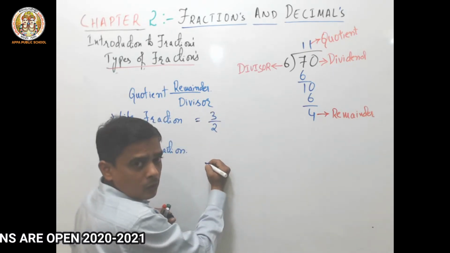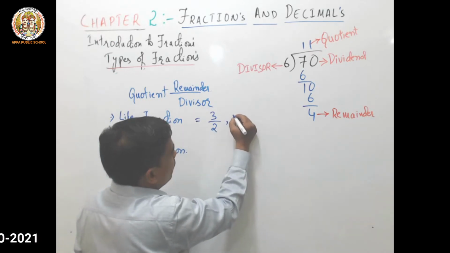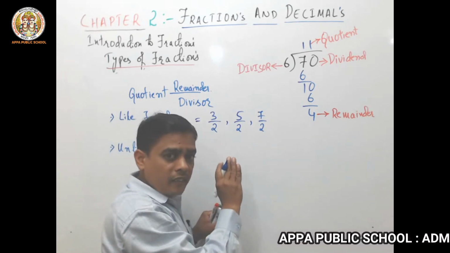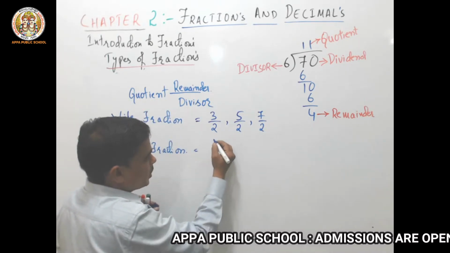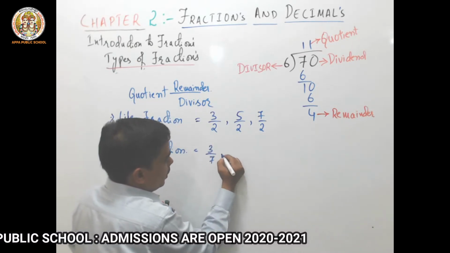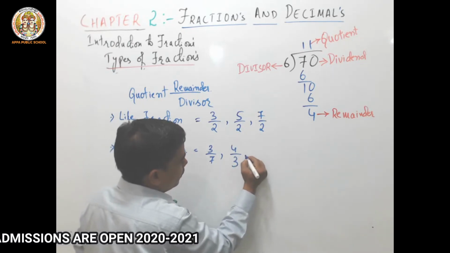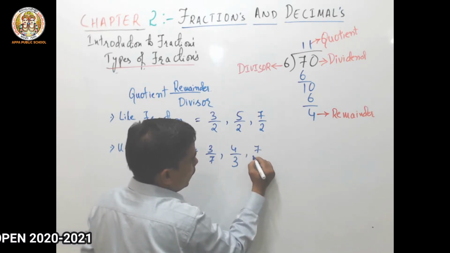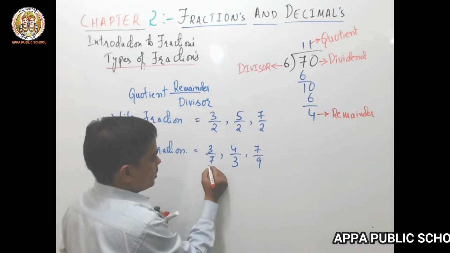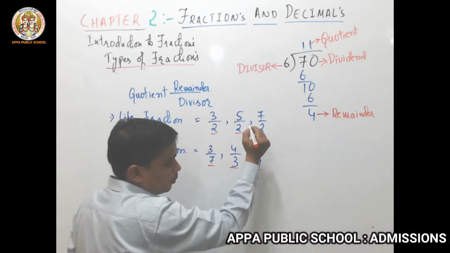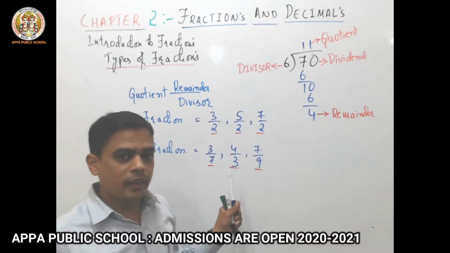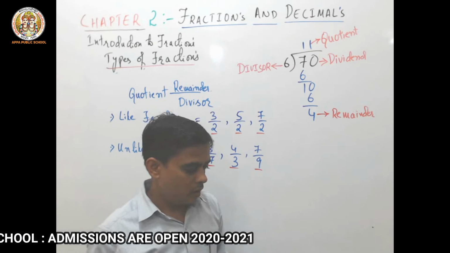If I take 3 by 2, or 5 by 2, 7 by 2, these are called like fractions. What are unlike fractions? It's the inverse of this one. That is, the denominators won't be the same. Take any fractions, 3 by 7, 4 by 3, 7 by 9. Here the denominators are not the same, they are 7, 3 and 9. But in the earlier ones all the denominators are the same, 2, 2, 2. So I will call that like fractions, and this one unlike fractions. Okay, these are types of fractions.